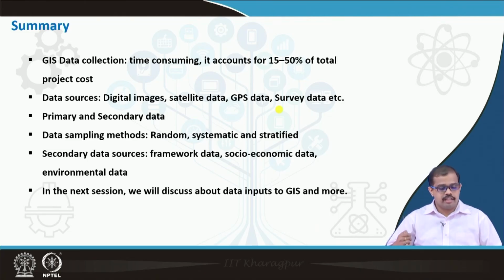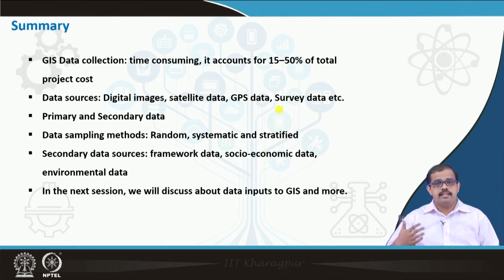Then for secondary data sources, you have framework data, socio-economic data, and environmental data. I have not spoken about environmental data. I will give you some examples of environmental data as we progress. There are huge data sets to which we can connect environmental data. I can share them with you in the next classes also.